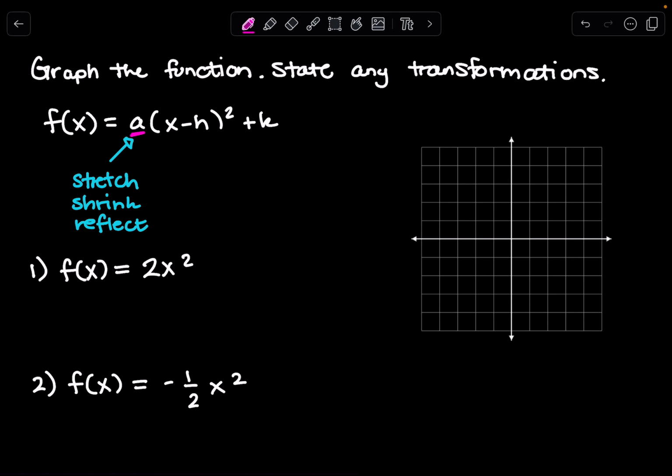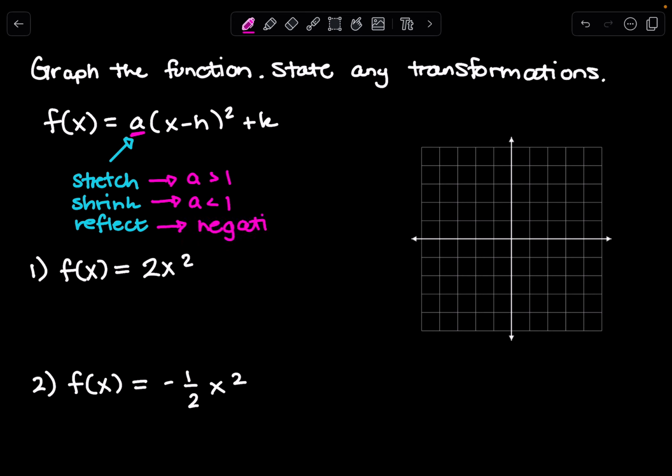Now, the first thing you've got to remember is when is it a stretch, when is it a shrink, when is it a reflection. Stretches are anytime your A value is larger than 1. Shrinks are anytime your A value is less than 1. Reflections are anytime your A value is negative.